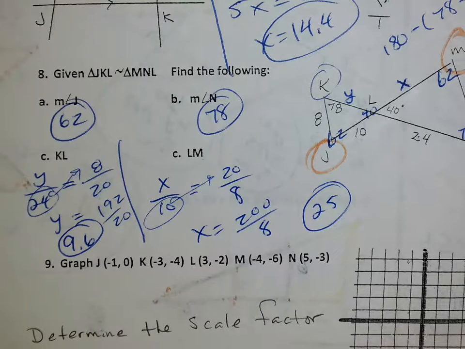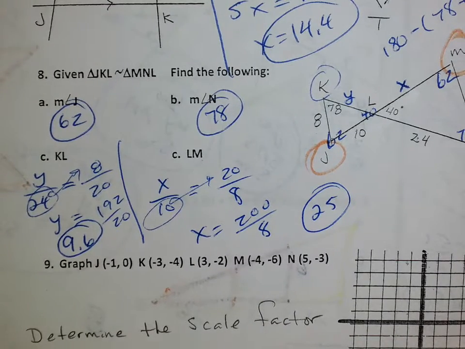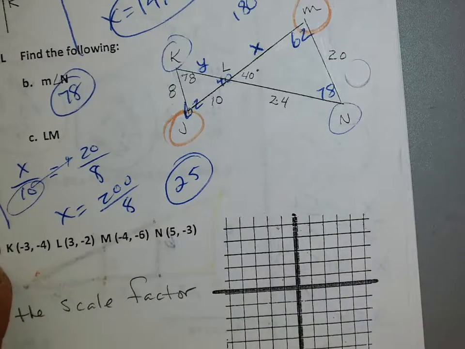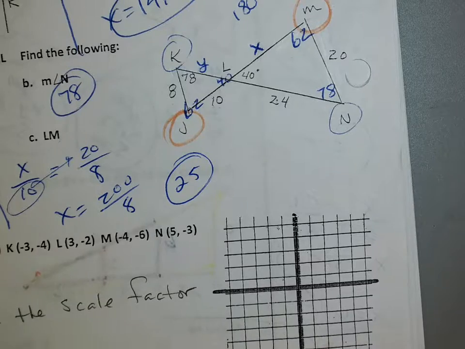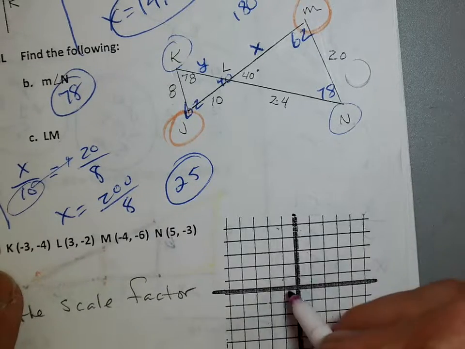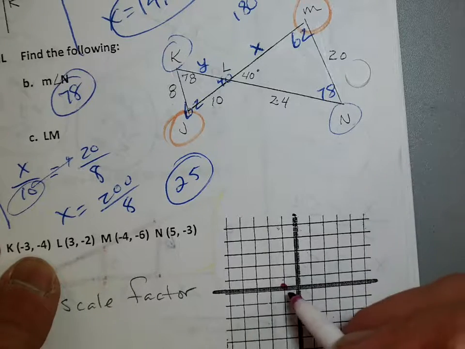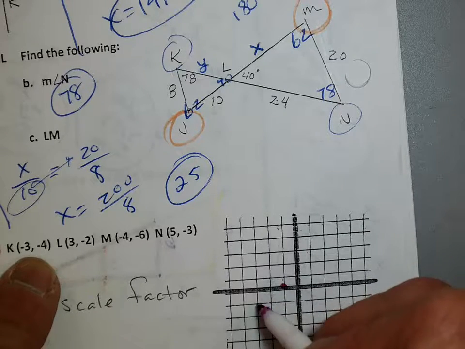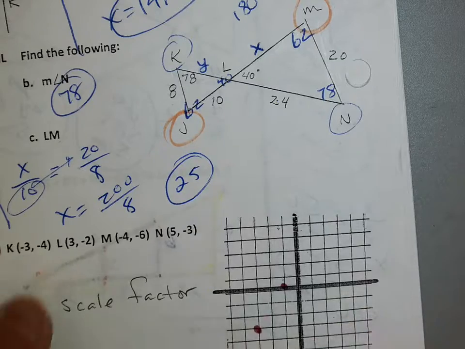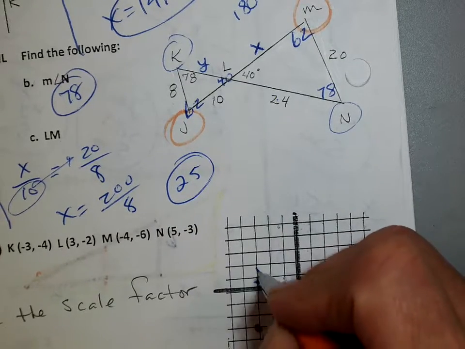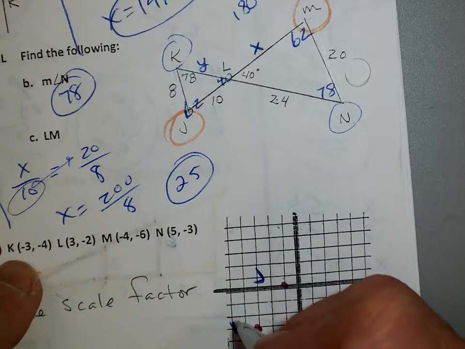Last one, this is kind of like the one that Chrisia did, which is kind of nice because we're going to graph it to figure it out. So I'm going to do 2 different colors because I'm going to have 2 different triangles. So first of all, J is at -1, 0. There's J. K is at -3, 1, 2, 3, 1, 2, 3, 4. Okay, let me label these. That's my J. That's my K.